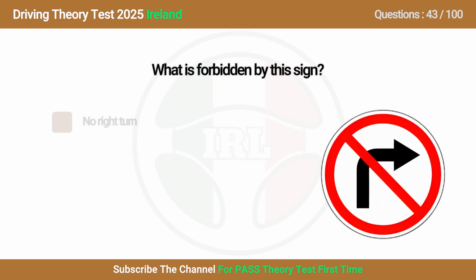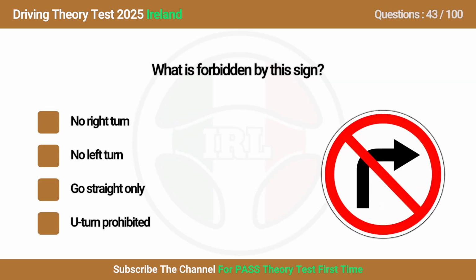Question 43. What is forbidden by this sign? A. No right turn. B. No left turn. C. Go straight only. D. U-turn prohibited.